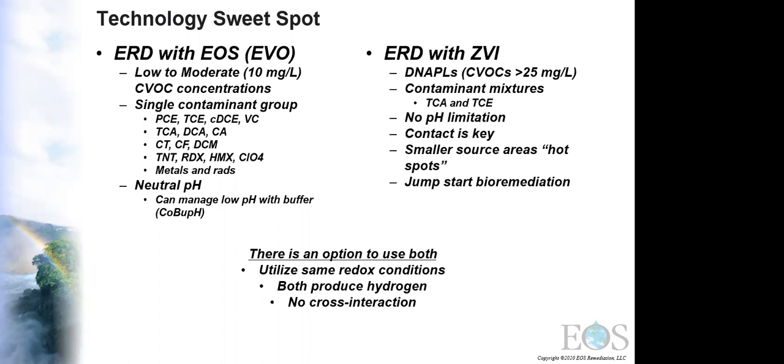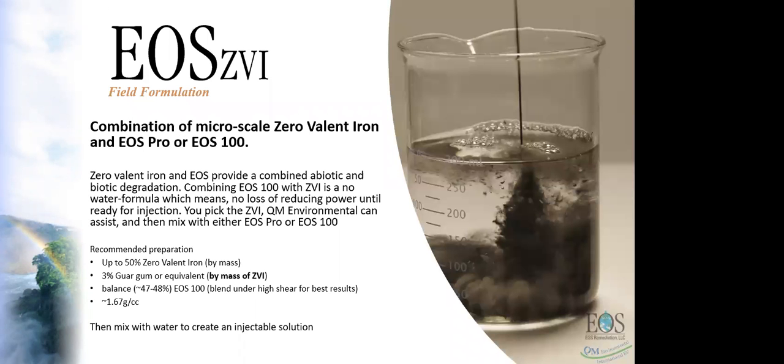They both produce hydrogen, so there's some kickback from the ZVI to benefit the biological process. And there's no cross interaction, meaning that there's no side reaction that's going to occur between the zero valent iron and the EOS. So they marry very well together in the right circumstance. So what we would propose for our European partners and customers is that when you have those site conditions, as I've described, you might consider combining EOS with a microscale zero valent iron. And you can use any microscale zero valent iron that you would like.